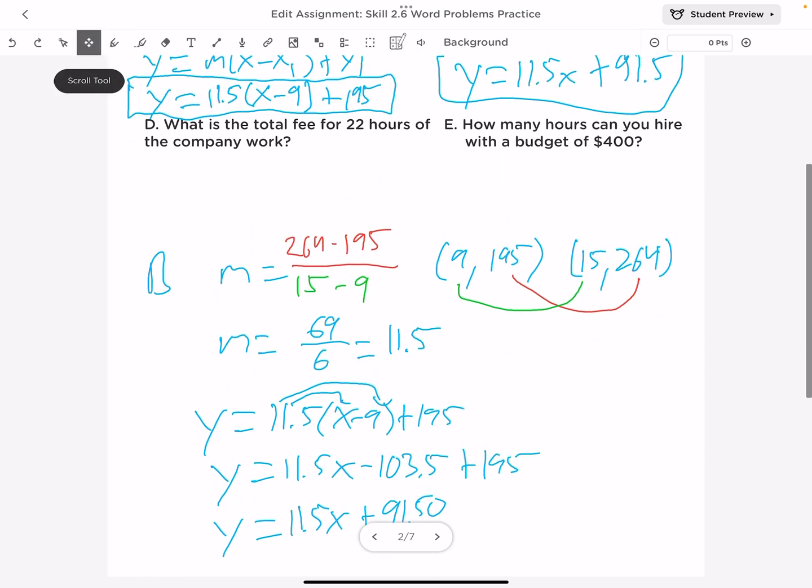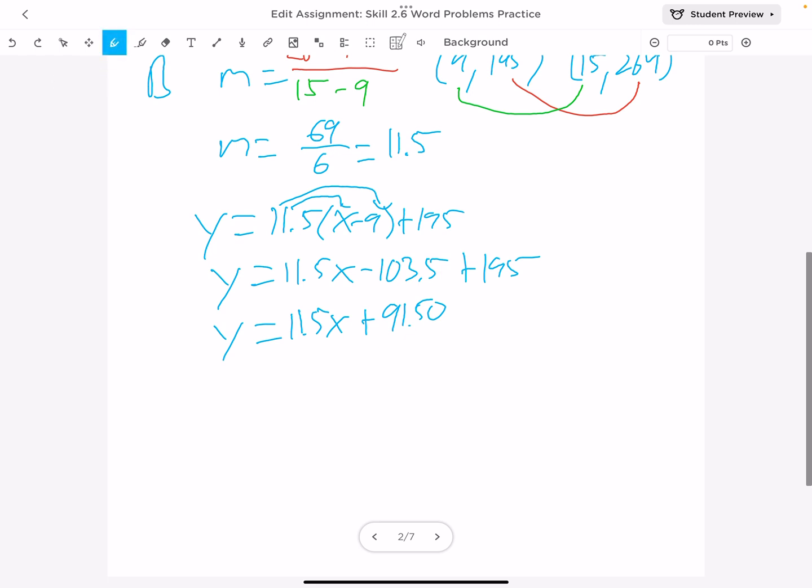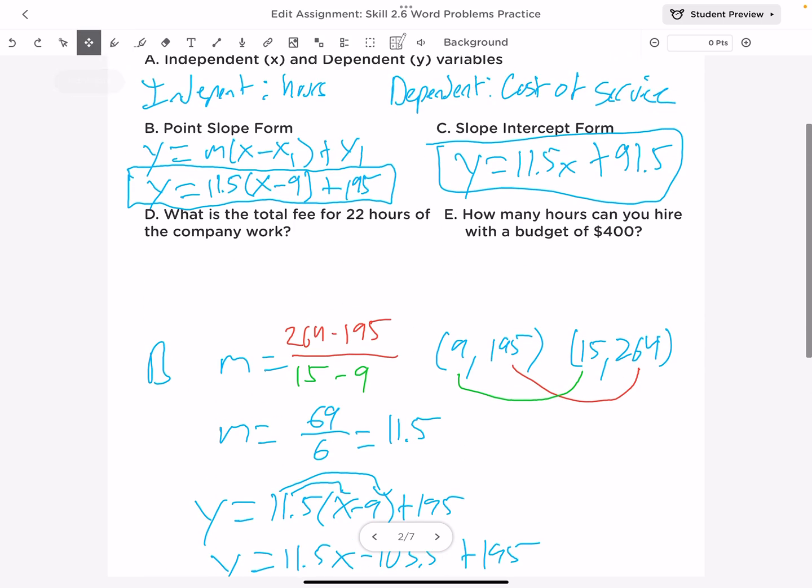Now for part D, I want to know what is the total fee for 22 hours. So I can just take my slope intercept form, is equal to 11.5 times 22 hours plus 91.5. And so I would just do 11.5 times 22 is 253 plus 91.5, and I get $344.50. So when I write my answer, I want to put it in context. It's the fee, so $344.50. And you would go to 2 decimal places because it's a fee.